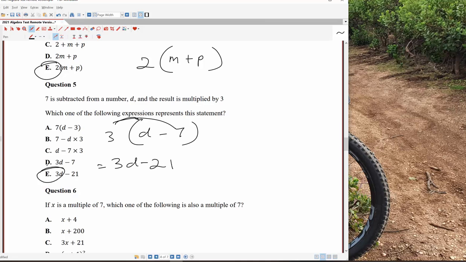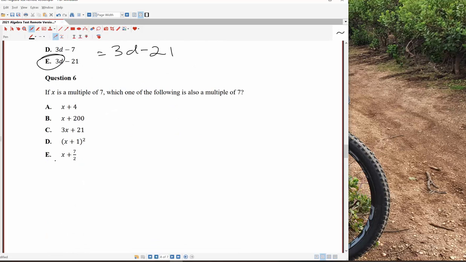It was E. x plus 7 is a multiple of 7. Which one of the following is also a multiple of 7? Or if x is a multiple of 7. Okay, so what are the multiples of 7? 7, 14, 21, 28, etc. So x could equal any of these values.